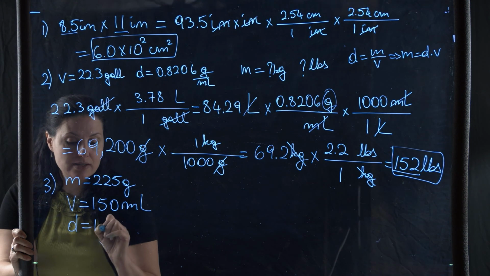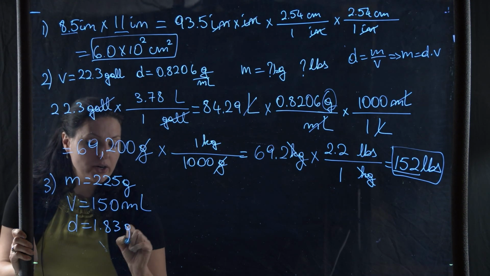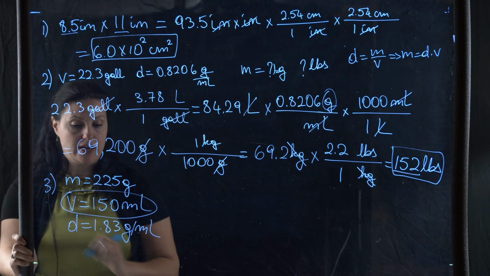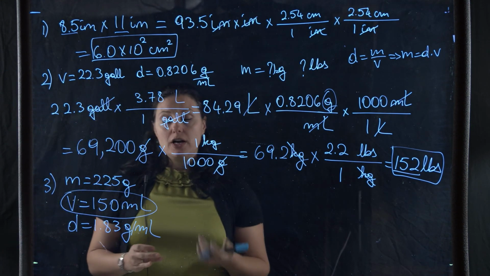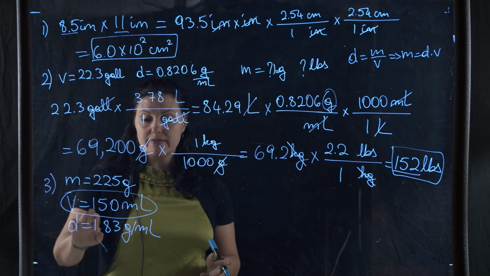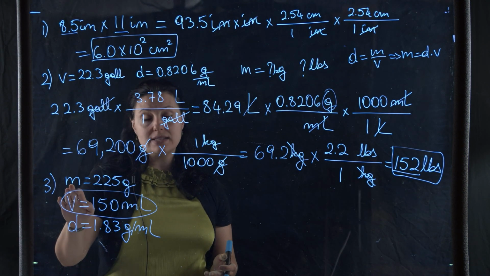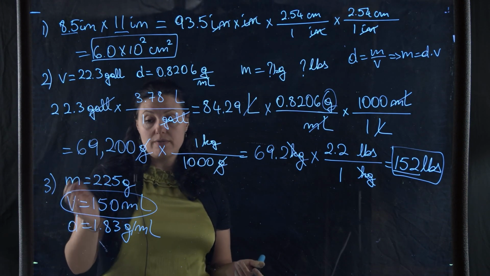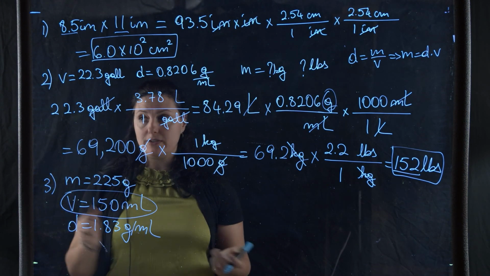So my density is 1.83 grams per mil. Okay, is this flask large enough? Okay, there are two ways that I could do this. I could take the volume times the density, figure out the mass, and if I have less than that, then that means no. If I have more than that mass, that means that I have enough.